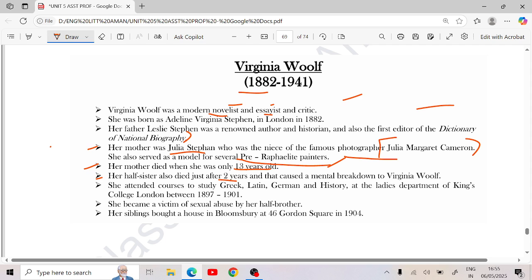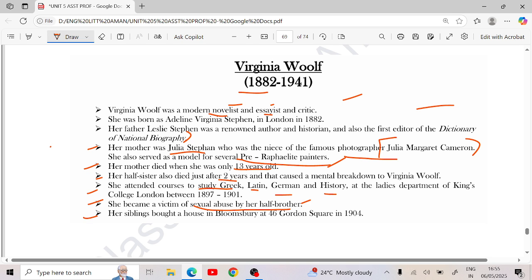So she got married. She attended a course of study. She studied Greek, Latin, German and history. These are the core subjects that she studied throughout her life. And she became a victim of sexual abuse by her half brother.